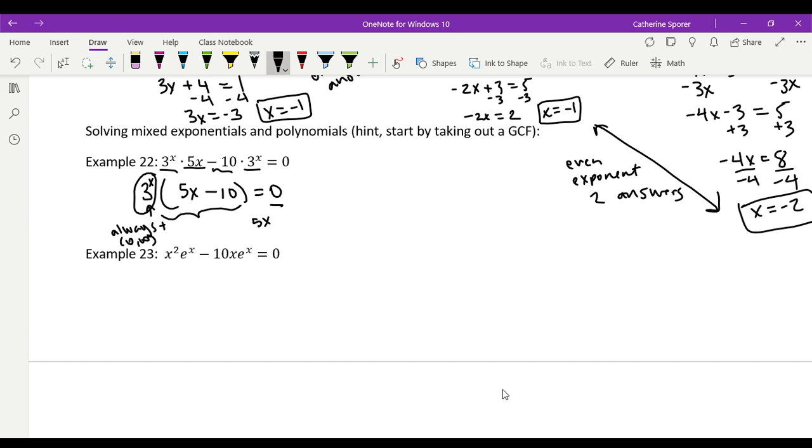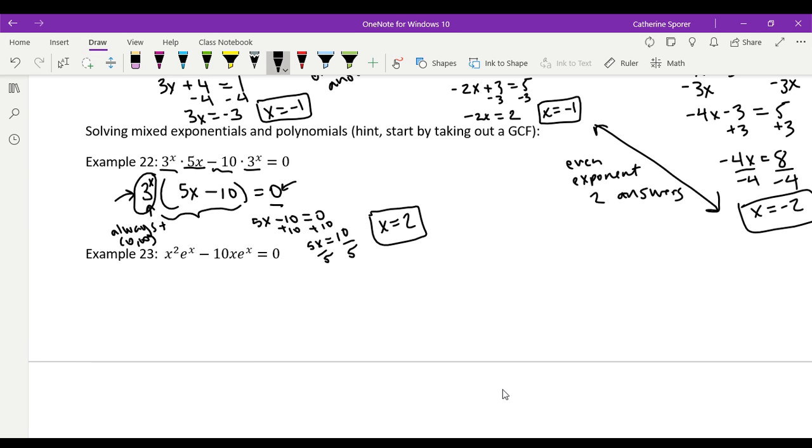So set 5x minus 10 equal to 0. We would add 10 to both sides. We get 5x equals 10, and then divide by 5 to get x equals 2. And that x equals 2 would be the only solution to this equation, again, because this exponential part cannot ever be equal to 0 to make this equation true.